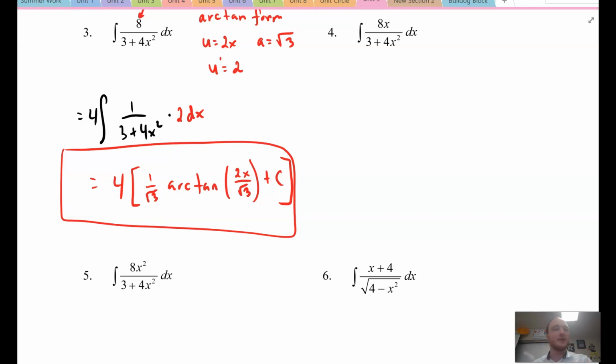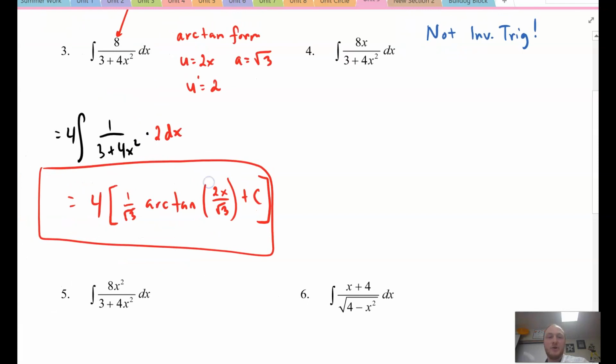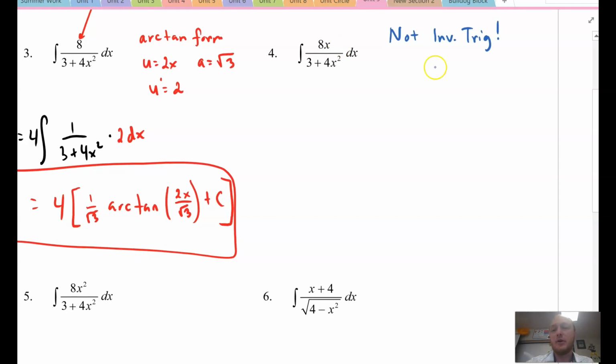Number 4, okay, so here's Admiral Akbar. It's a trap. On number 4, notice how I have an x in the numerator, and then we have x's in the denominator. So this is not inverse trig. Not inverse trig. That should be a big, huge flashing sign. Notice we haven't had any variables in the numerator. So what you're going to have to do is investigate the function in your denominator. I'm going to say, hey, if my denominator is this function, what's the derivative of it? What's u prime? And that would be, lo and behold, 8x.